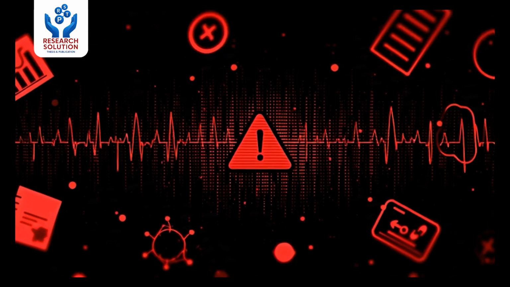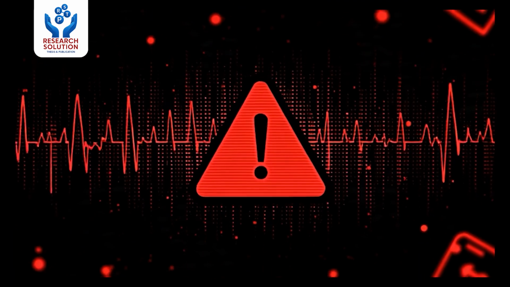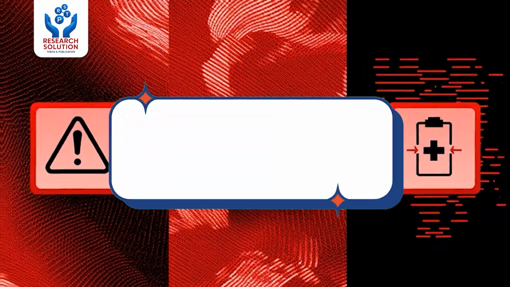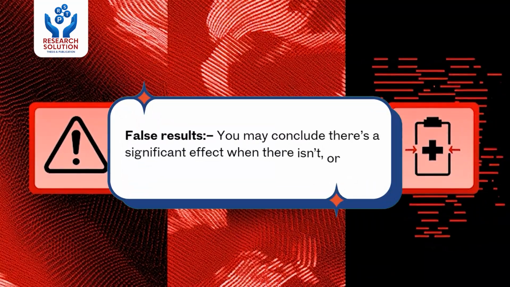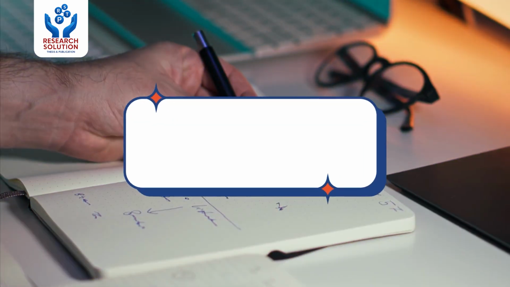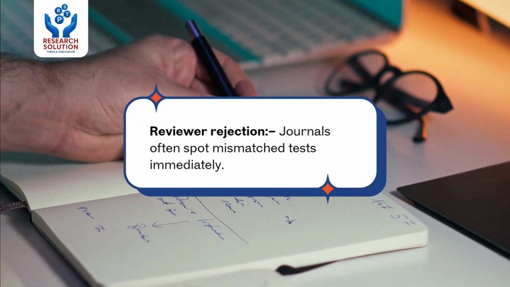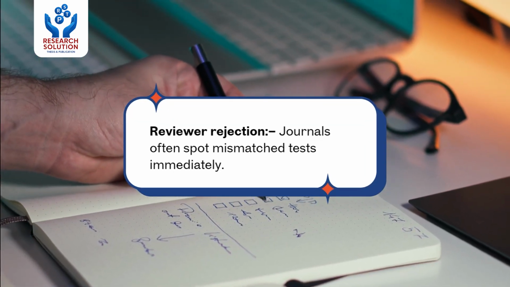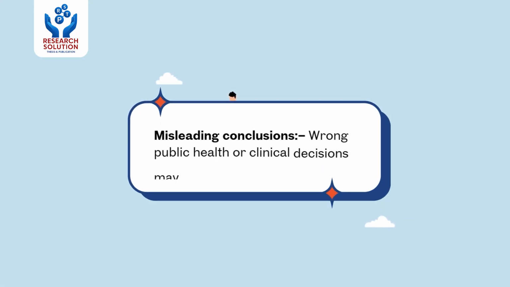When you apply an incorrect statistical test, several things can go wrong. False results. You may conclude there's a significant effect when there isn't, or miss a real effect. Reviewer rejection. Journals often spot mismatched tests immediately. Misleading conclusions. Wrong public health or clinical decisions may follow.